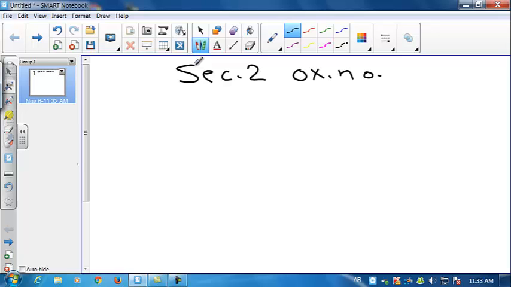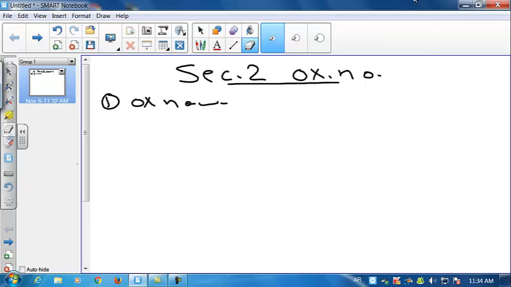Actually, oxidation number has no physical meaning, but maybe it is somehow related to the charge. And what you want to know in this section are some points, and then we will move directly to application. Number one, oxidation number of an element.